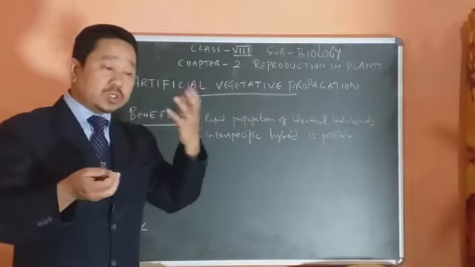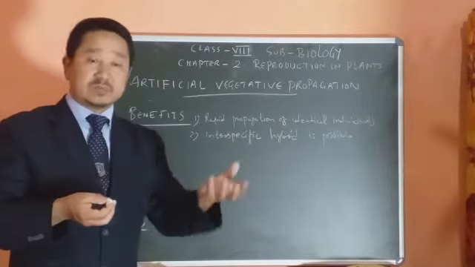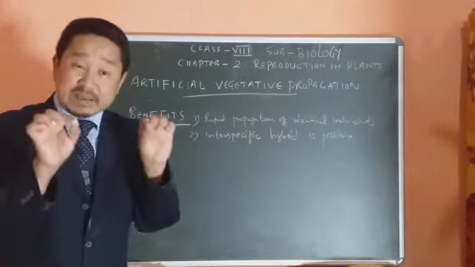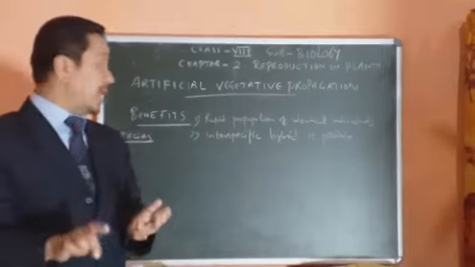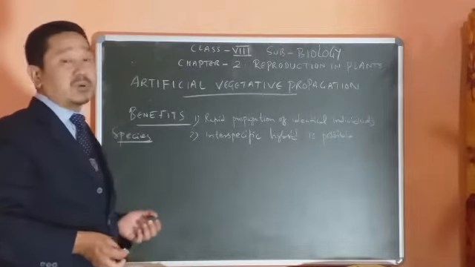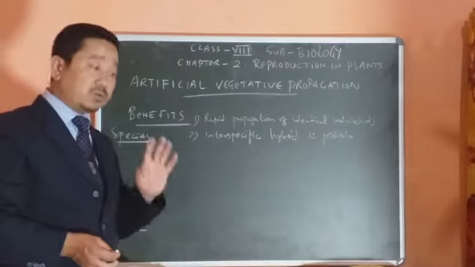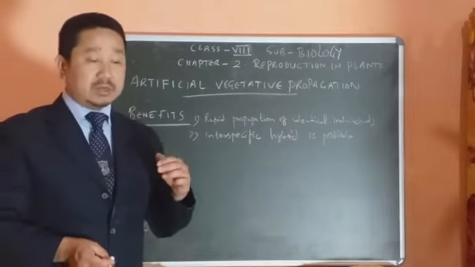That means in those different species of the plants where genetic compatibility is there, artificial vegetative propagation can be done. That is only artificially, but not naturally.